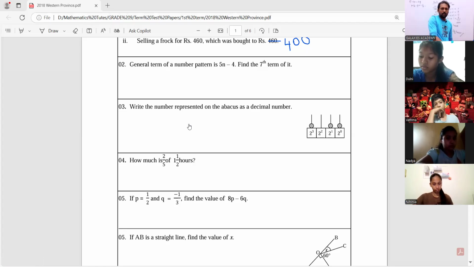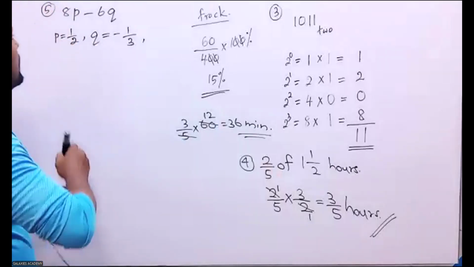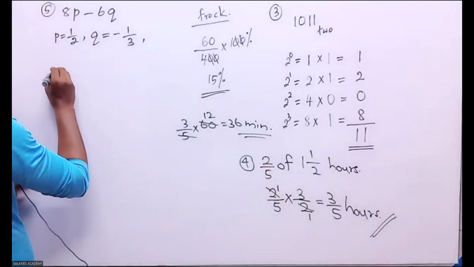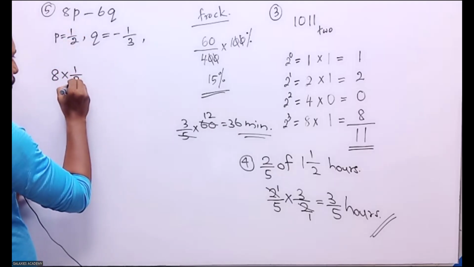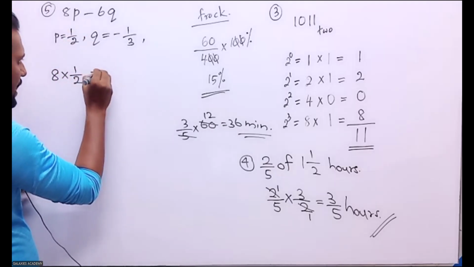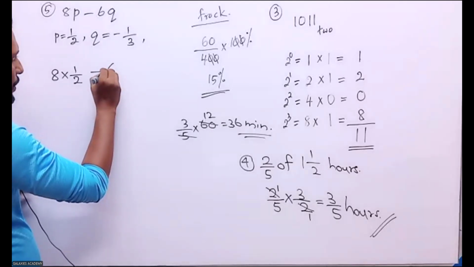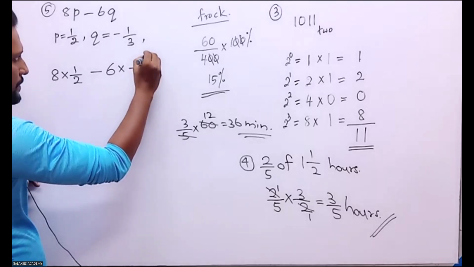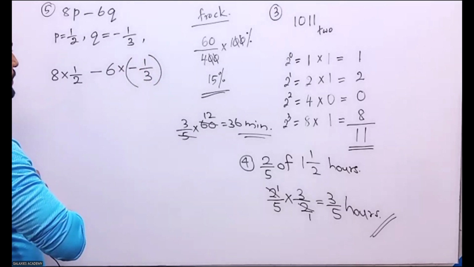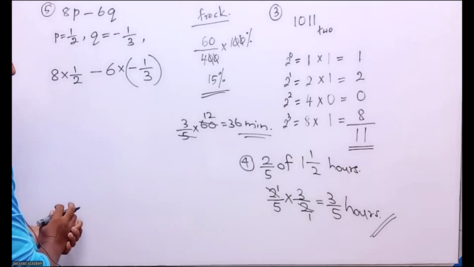Right, now let's substitute. 8p means 8 multiply p. P is 1 over 2, minus 6q. Q is negative 1 over 3. Right, then carefully you simplify.